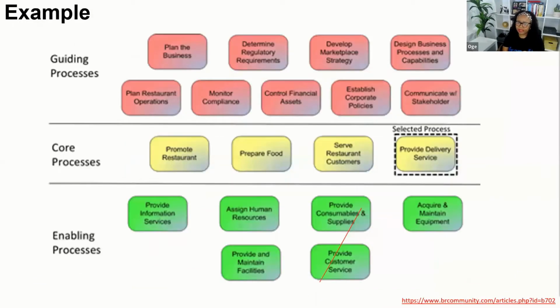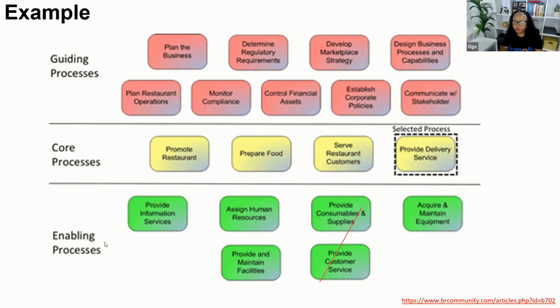I have an example here, but I think I will skip it because I took a lot of time explaining that, but let me just quickly run through this. So you have a restaurant business, and the management processes, which are the guiding processes here: you plan the business, you determine regulatory requirements, you develop a marketing strategy, you design business processes and the capabilities, you establish the corporate policies, you plan how to communicate with all your stakeholders. Now the core processes are preparing the food, serving the customers, and providing delivery services. Those are the core, because it's a restaurant business, you're in business to feed your customers, to make sure your customers are satisfied with your food. So that's your core processes.